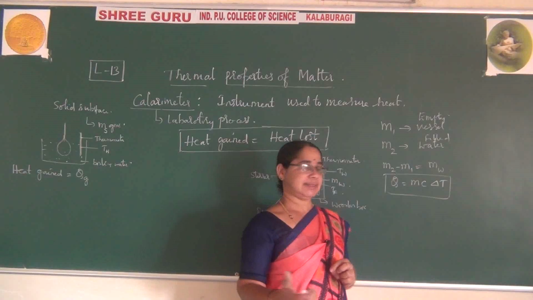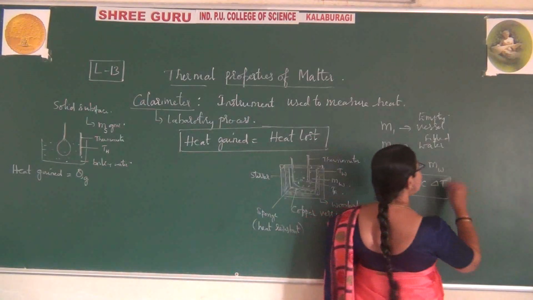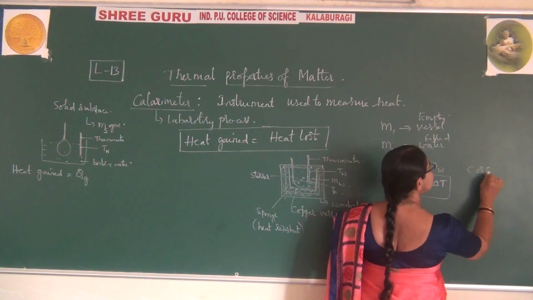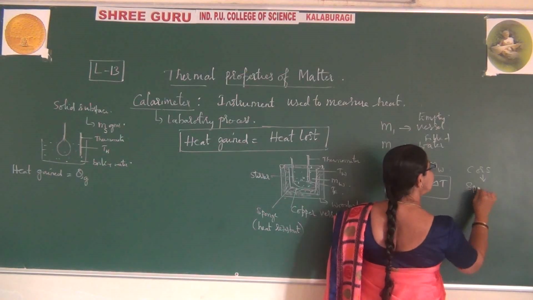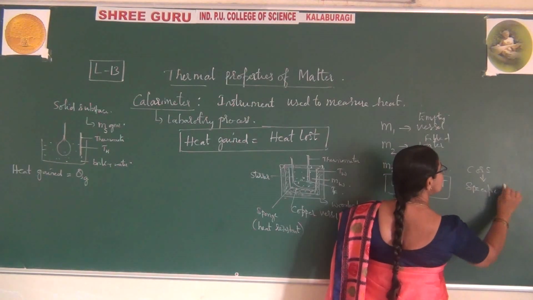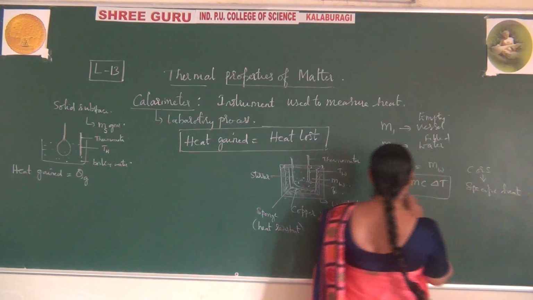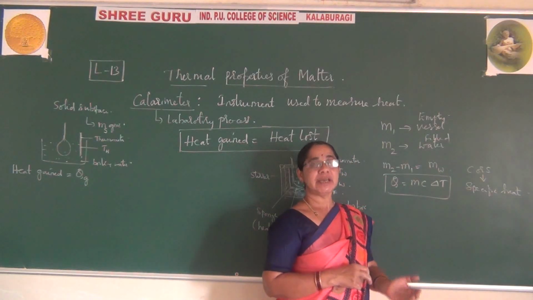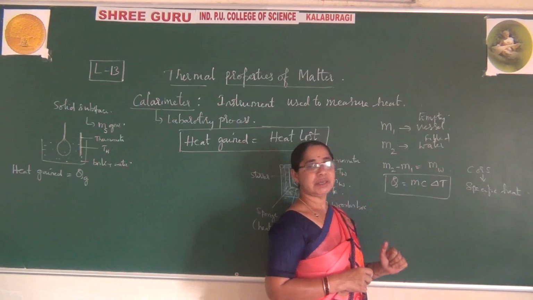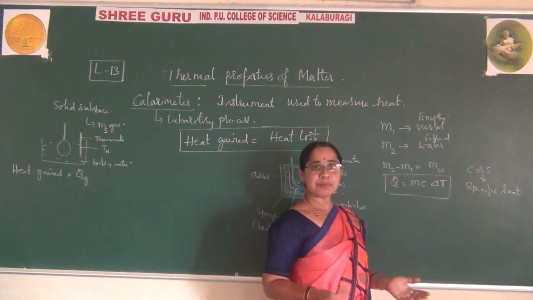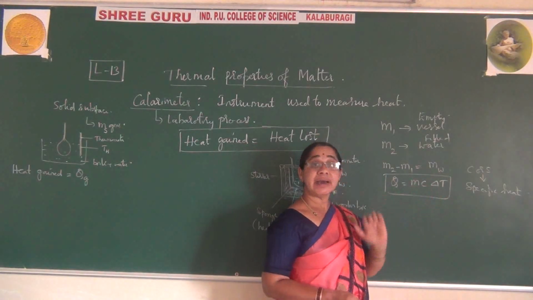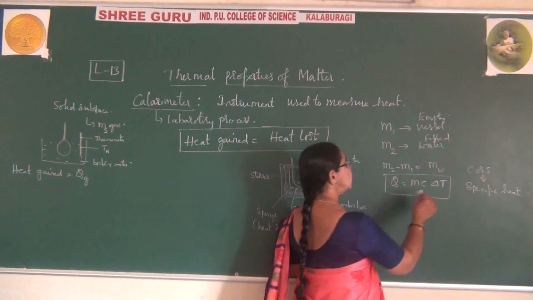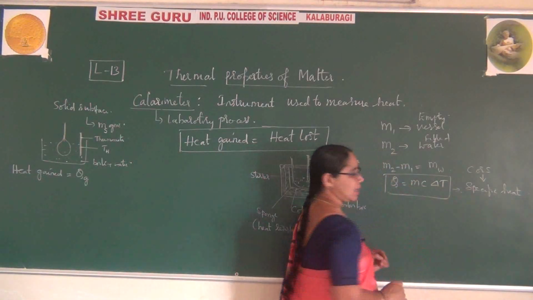Also you can write S. So here C or S is called specific heat capacity. What is this Q? The quantity of heat supplied to a given substance. We are supplying a quantity of heat to it. What is this m? Mass of the substance. What is ΔT? Rise in temperature. So this point we have learned in the previous class.